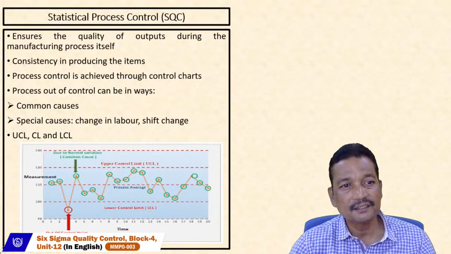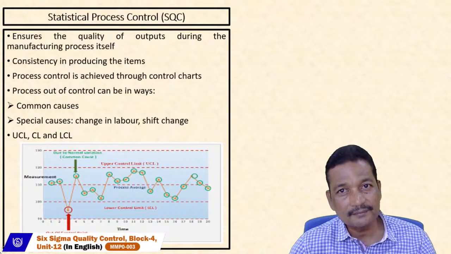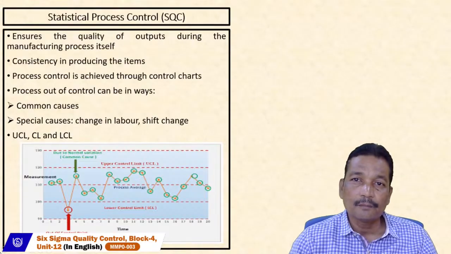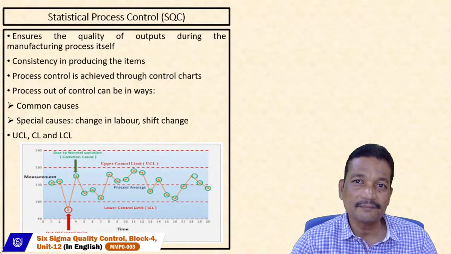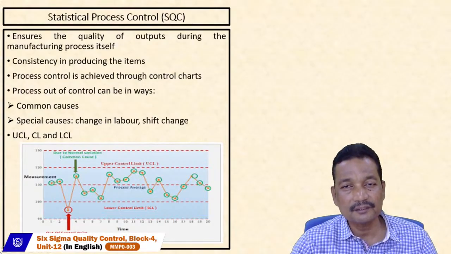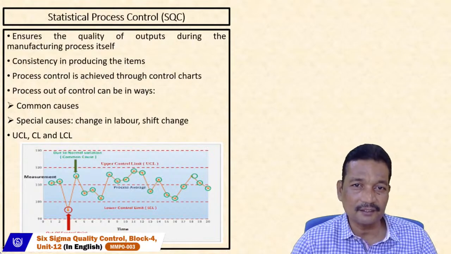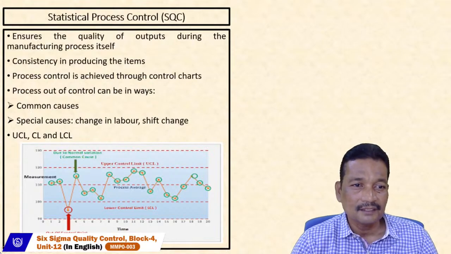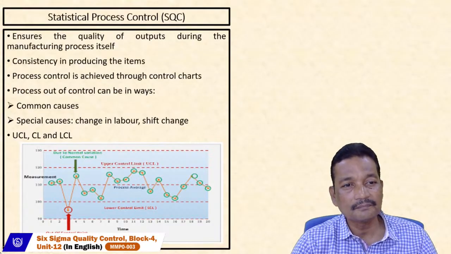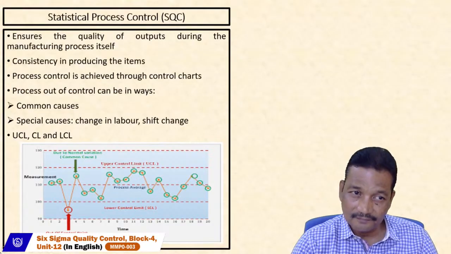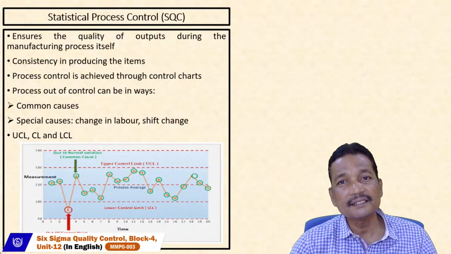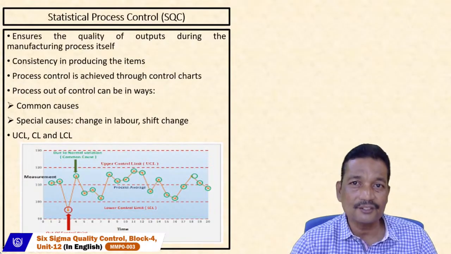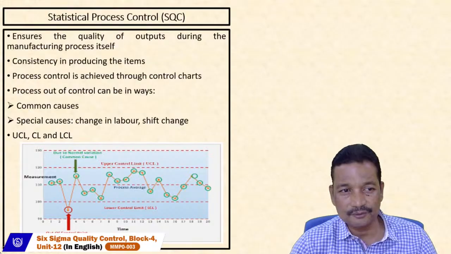So process, we can say the control can be in two ways. Process under control, that means the process is working perfectly and producing the items according to our requirements or quality requirements. Similarly, we can also have process out of control. That means it is deviating far off from the average or the required values.